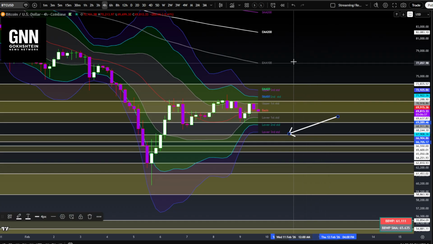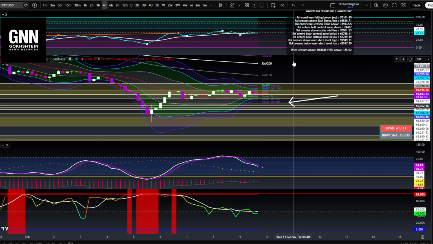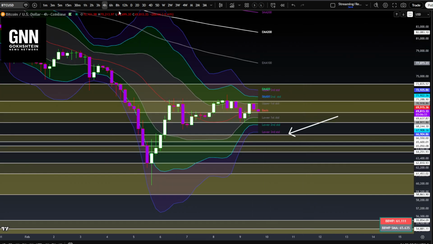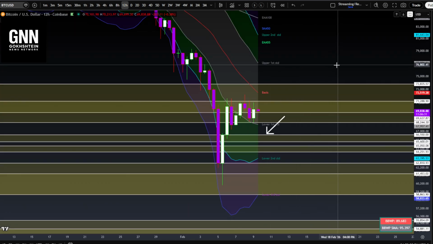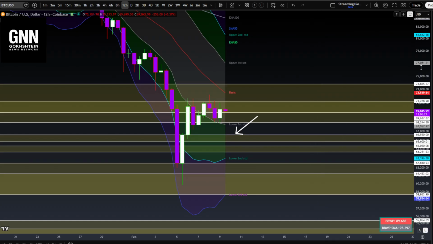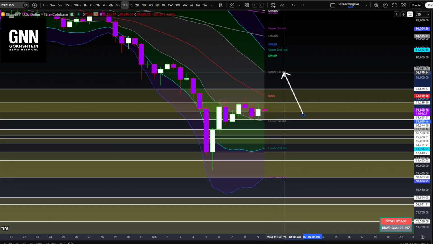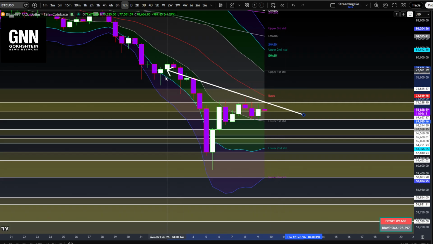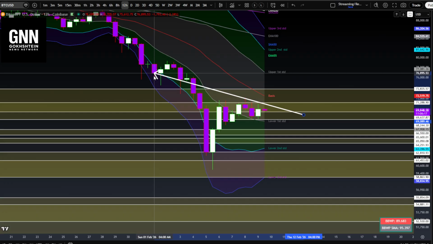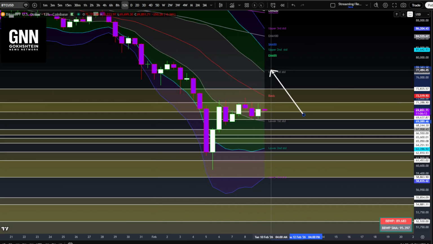I would pay close attention to it. 4-hour in a compression like this is going to tell the story moving into something like a 12-hour. And you do need to be aware of 12-hour. This is downside expansion. So anything even back above the basis can come up and tap that upper first. And that's a bearish retest. You can see upper first is right around 76.9 to 77. But this is likely going to continue down the longer that Bitcoin stays here and consolidates.